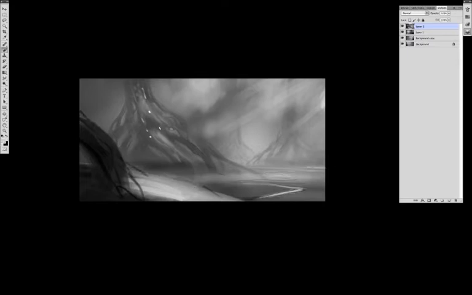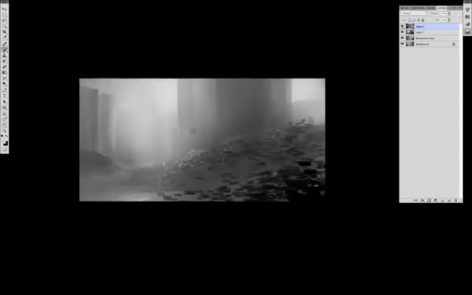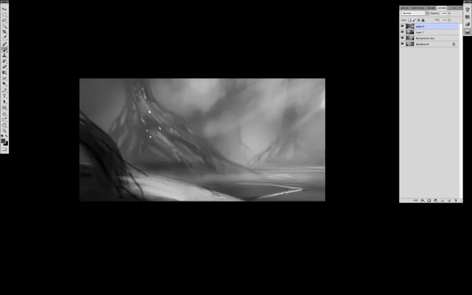So here, like these giant tree roots. In the first image, there were the hills and the mountains. In the second one, there were the huge, gigantic buildings.